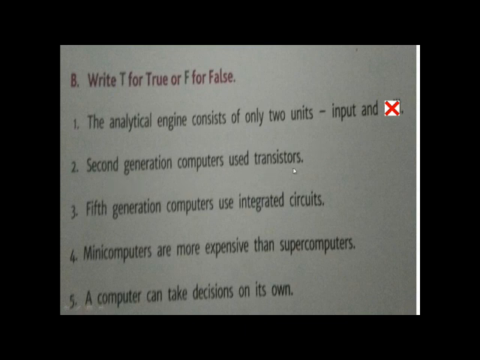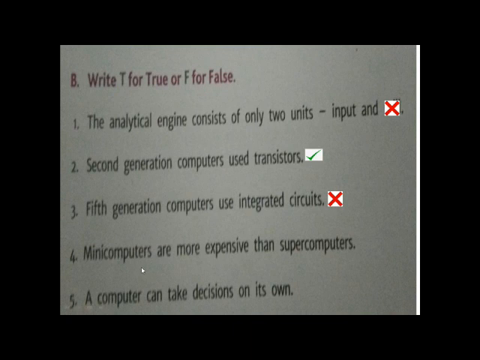And second, second generation computers use transistors. That is true. Third one, fifth generation computers use integrated circuits. That is false. Fifth generation computers use very large scale integrated circuits or super large scale integrated circuits as electronic components. So this statement is wrong. So put a cross near the sentence.